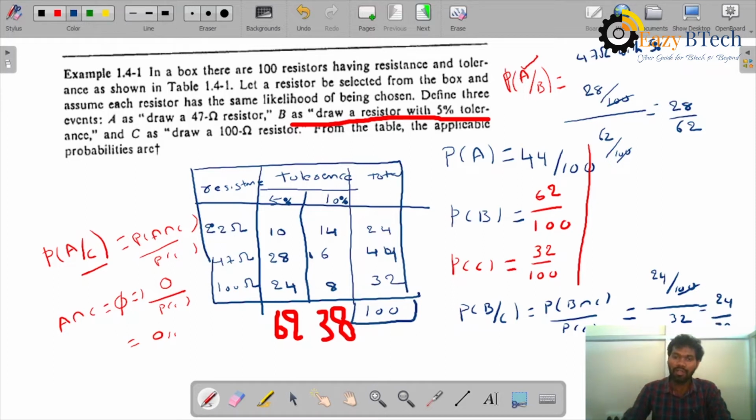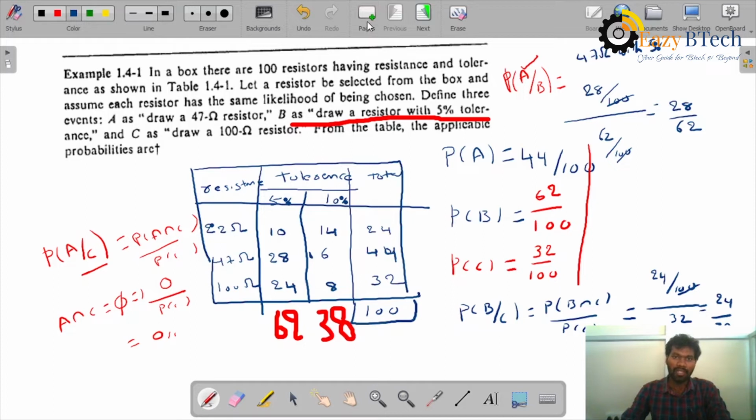So this is the way of calculating conditional probability. Conditional probability means you should know the condition. The condition is given by the denominator, that means B given C. This C is the condition and you are calculating the probability of event B. This is one of the very important problems while calculating conditional probabilities.